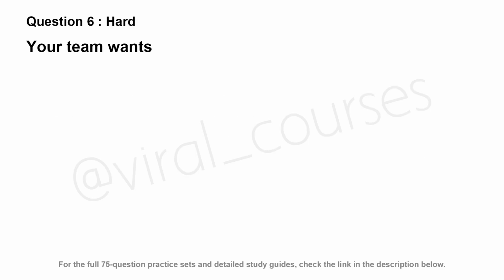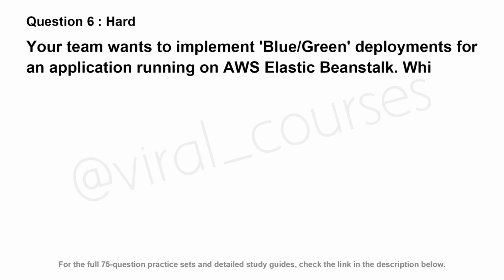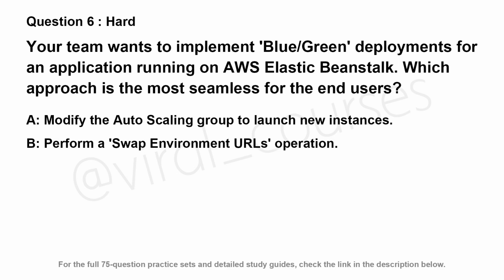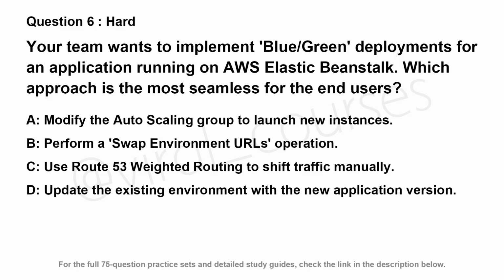Your team wants to implement blue-green deployments for an application running on AWS Elastic Beanstalk. Which approach is the most seamless for the end users? Option A. Modify the Auto Scaling group to launch new instances. Option B. Perform a swap environment URLs operation. Option C. Use Route 53 weighted routing to shift traffic manually. Option D. Update the existing environment with the new application version.